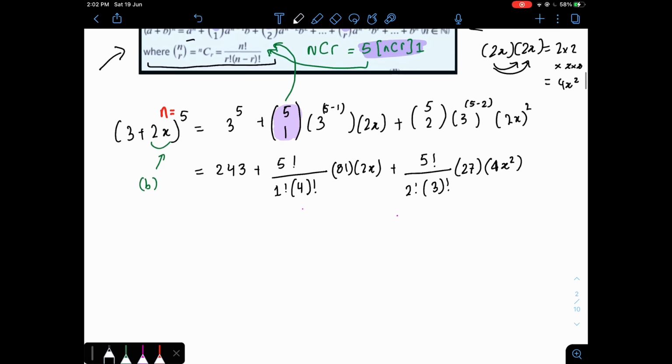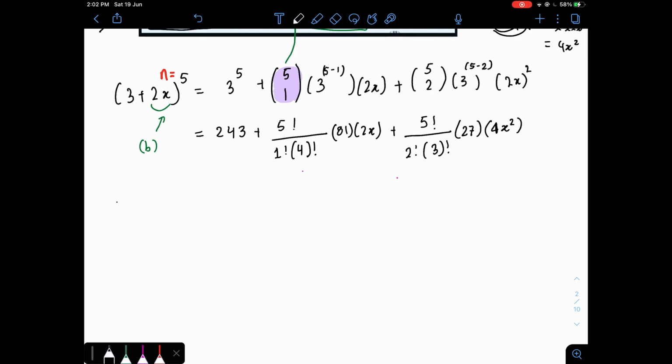Okay, so now let's simplify this. This would be 243, so we're content with that. Plus, what's 5 factorial? 5 factorial is 5 times 4 times 3 times 2 times 1. So that's our 5 factorial, and if you check, 5 factorial is indeed 5 times 4 times 3 times 2 times 1, yep.